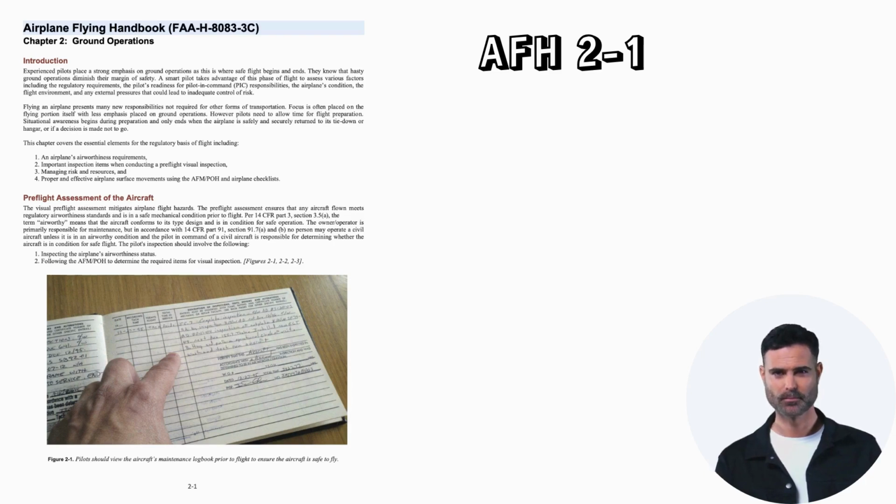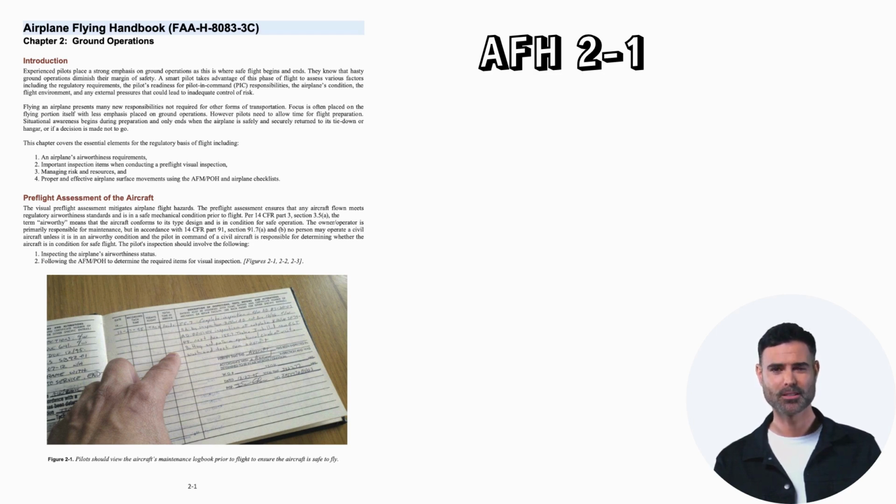Chapter 2. Ground Operations. Introduction. Experienced pilots place a strong emphasis on ground operations, as this is where safe flight begins and ends. They know that hasty ground operations diminish their margin of safety.